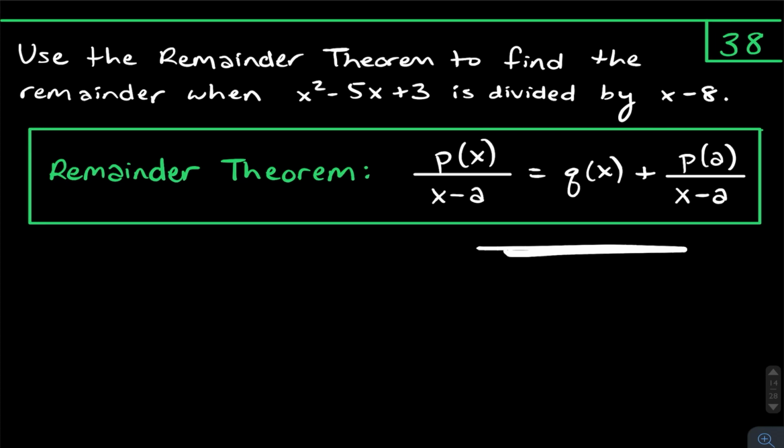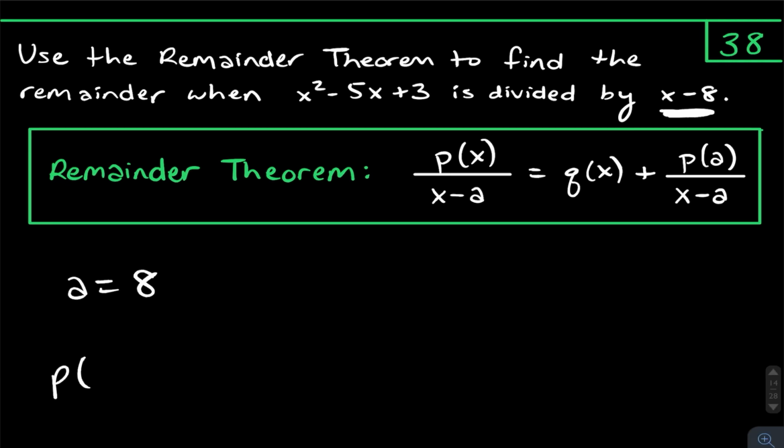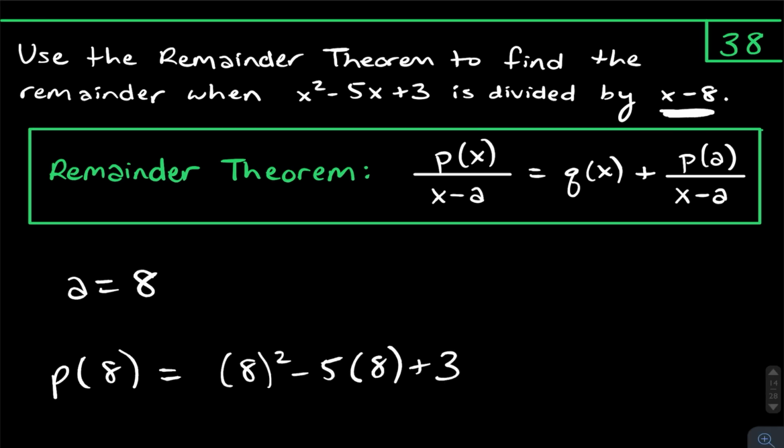We've used it, right? And let's just figure out what our a is, right? Let's figure out this remainder by plugging in a. We flip the sign here, we get that a equals 8, right? And we can just plug that in, right? P of 8 is going to equal this thing with 8 plugged in for x. 8 squared minus 5 times 8 plus 3.